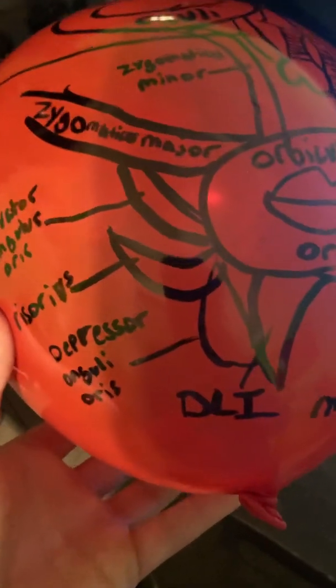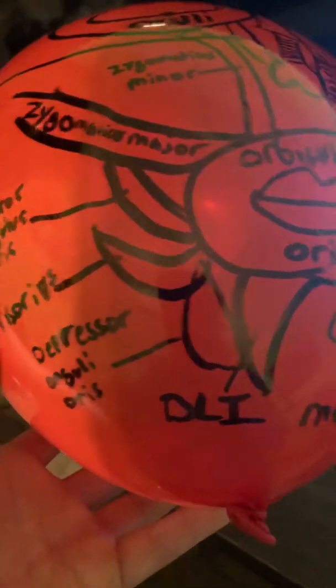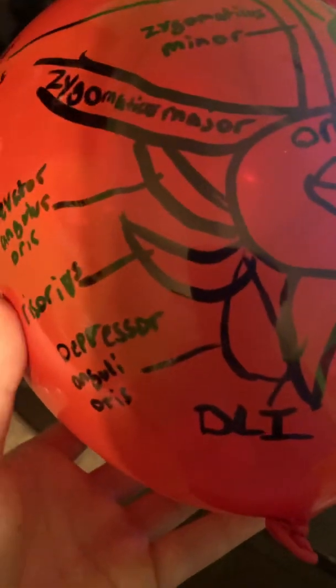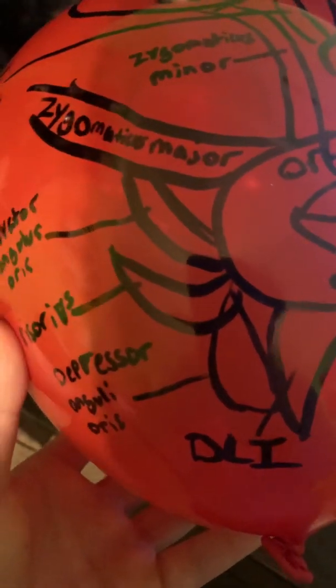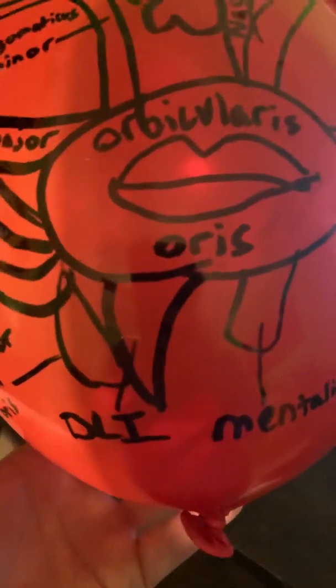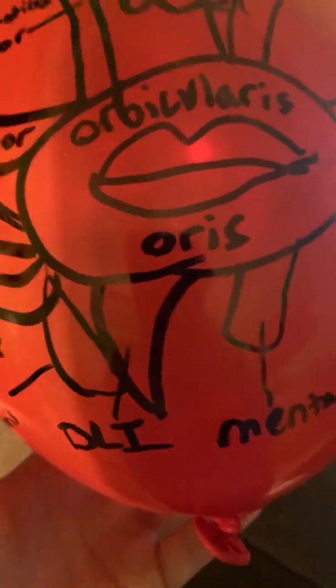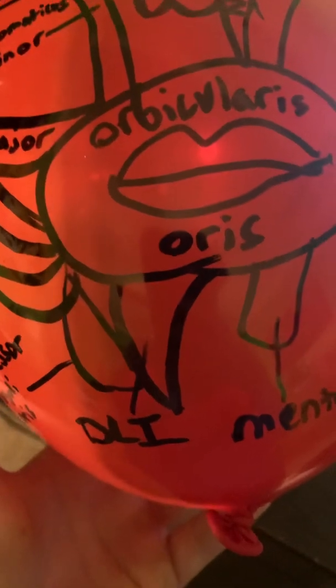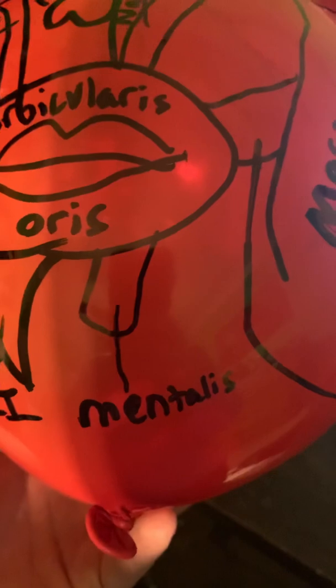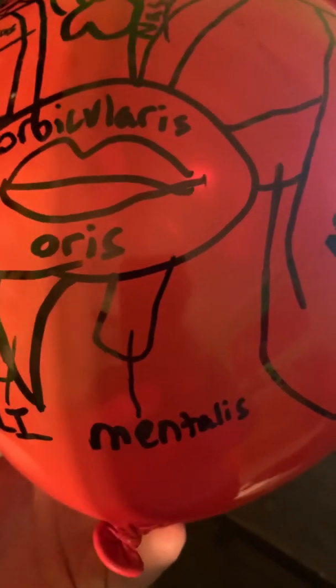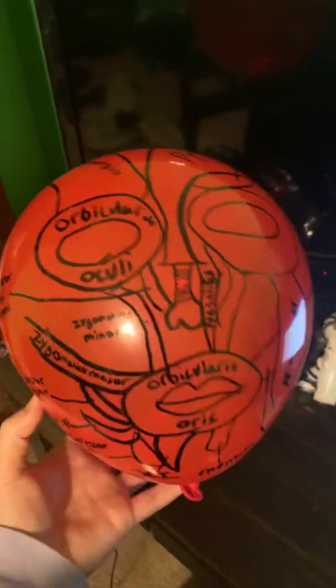And then right under that we have the depressor anguli oris, which is in charge of pulling the angle of the mouth inferolaterally. And then to the right of that we have the depressor labii inferioris, which pulls the lower lip down or to the side. And then right under the mouth we have the mentalis, and that's basically in charge of moving the lower lip and the chin up. And yeah, those are the facial muscles.